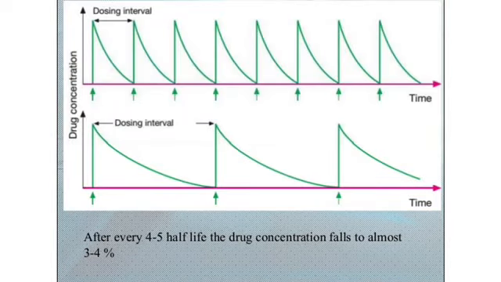After every 4 to 5 half-lives, the drug concentration falls to almost 3 to 4%. Okay? So, the implication of this picture, class, with drug concentration on the y-axis and time on the x-axis, is this: when you give a drug and you don't follow the desired half-life, for example, the half-life is 4 hours, then you give the next drug around after 6 hours, the drug concentration will really decrease. It can decrease to the point that there is no drug concentration left inside the body, you have no reserve.